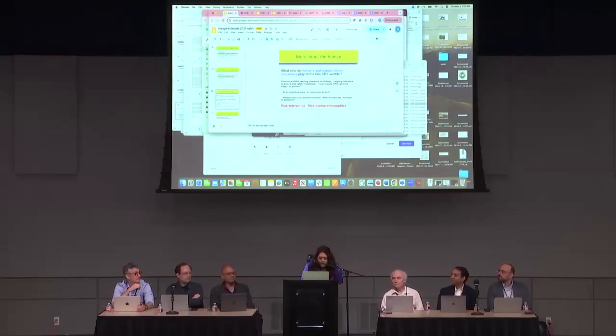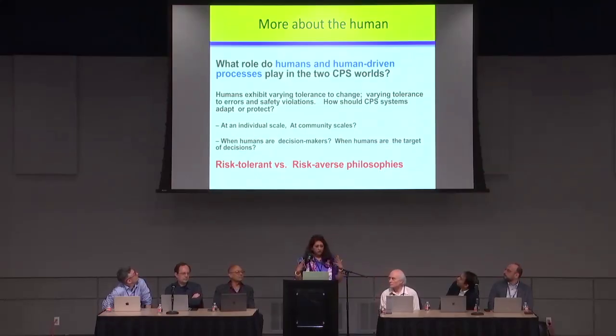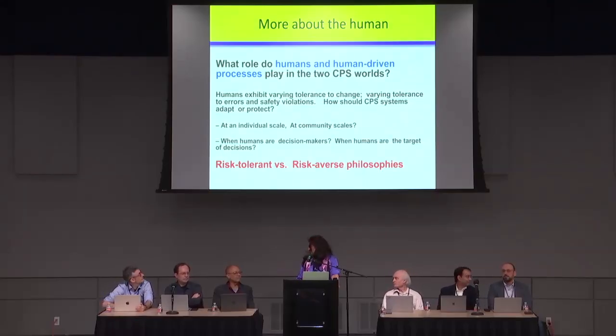I have one question that I would like to put up. I'd like to draw in a little bit more on the human component. After all, we're building all of this stuff for us humans. We like to learn from Mars, but we are not on Mars, so we have to deal with humans. The question is, to what extent should we include humans and human-driven processes, and what role do they play for either side? Humans are not just varying, they also exhibit varying tolerance to change. Firefighters have processes, and they're not necessarily willing to change them.